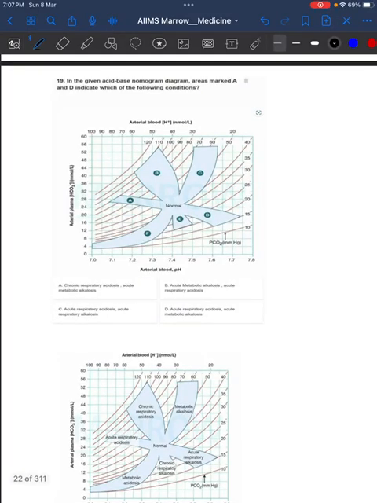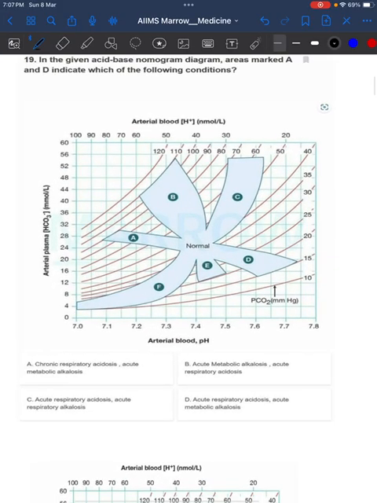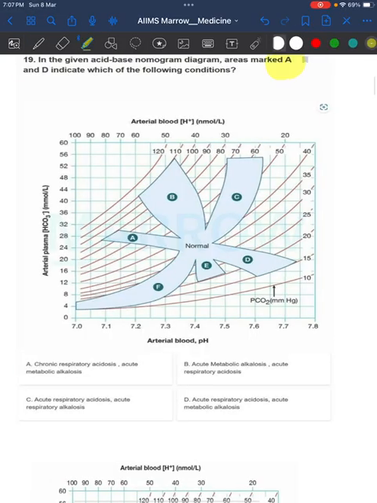So now we will be starting the last session of the INI 2020 PYQs. So here the first question is about this acid base nomogram, where we have to identify what is A and what is D. That's what we have to identify.